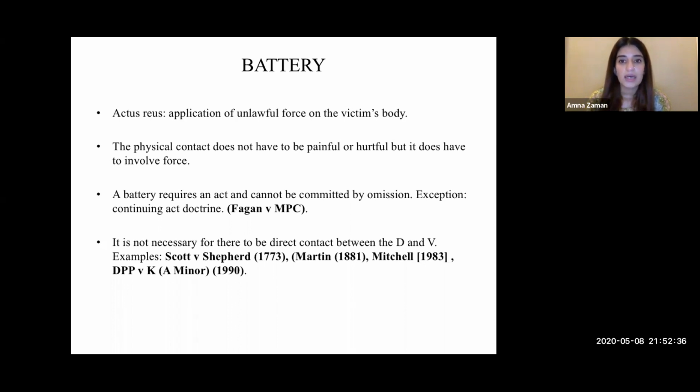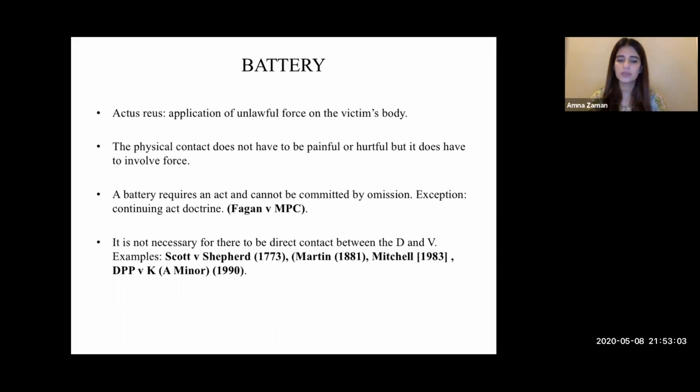And there's no need for the prosecution to prove that the force that was applied to the victim's body was painful or hurtful. There has to be some force. Because this is not a crime of violence, it's a crime against autonomy, which means that there's interference with the person of the victim, something that the victim did not allow, the victim would not have consented to.